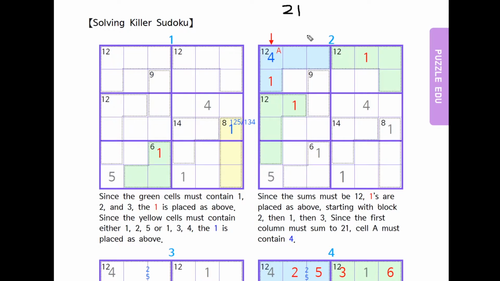We know the green cells must sum to 11, since we just placed the 1 here, and the 5 already exists in the last cell. Therefore, if we add 11 plus 5 plus 1 from this 1 that we placed, we get 17. And if you take 21 and subtract 17, you're left with the number 4, which we can place in this first cell, as shown in blue.